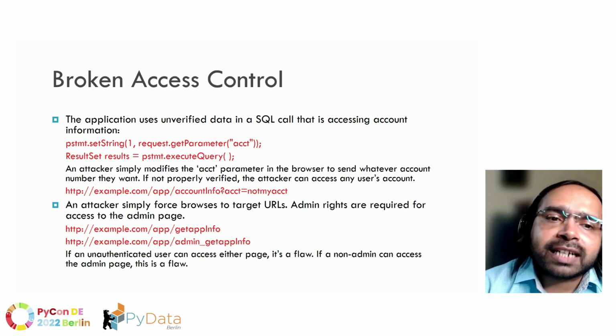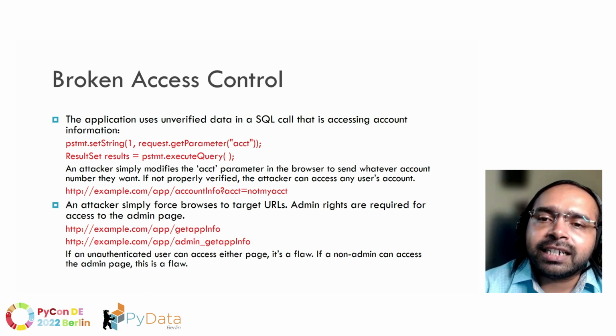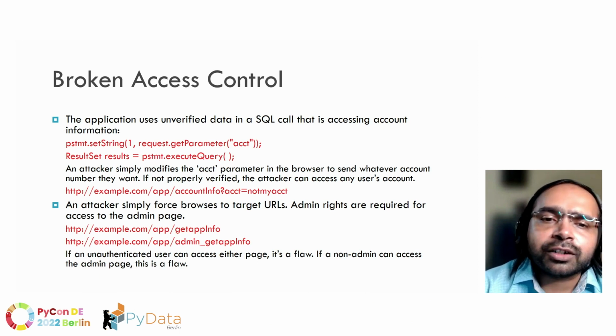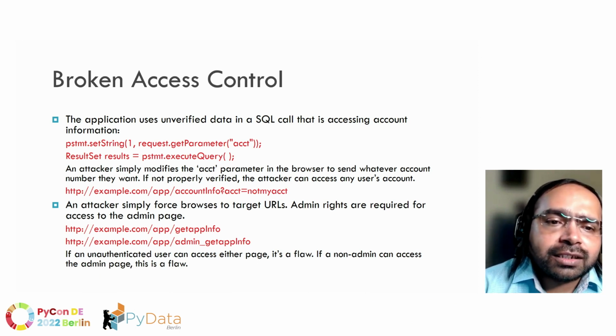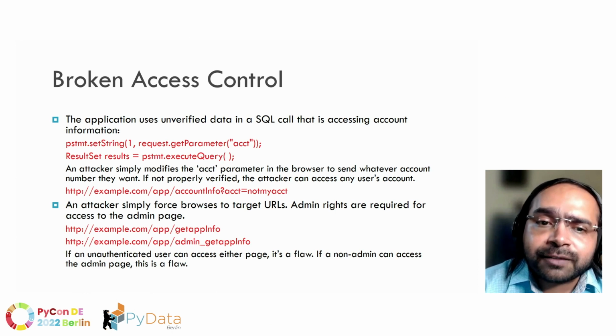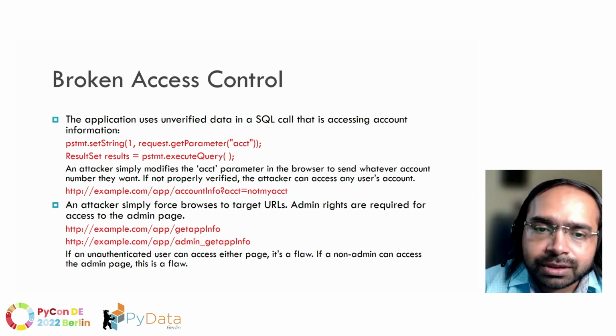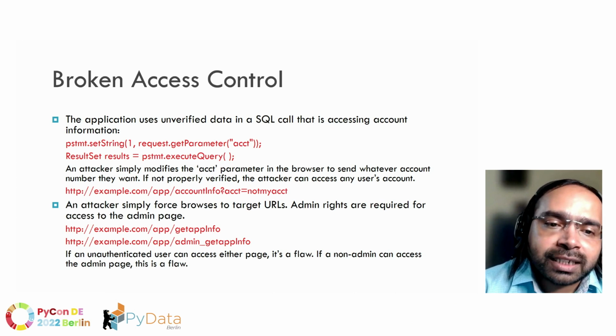The next is broken access control. The application uses unverified data in a SQL call that is accessing account information. So this is how the account information is accessed. The set string function is used and some parameters are passed, like request.get parameter and the account. And to print the results, result set is used and the query is executed.